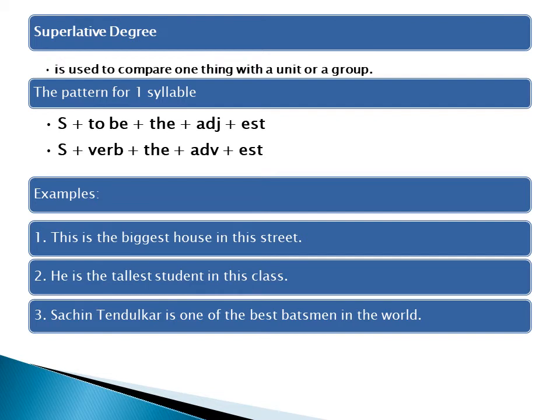Now let us go to the examples of superlative degree. This is the biggest house in this street. Second, he is the tallest student in this class. We have made use of est. Sachin Tendulkar is one of the best batsmen in the world.